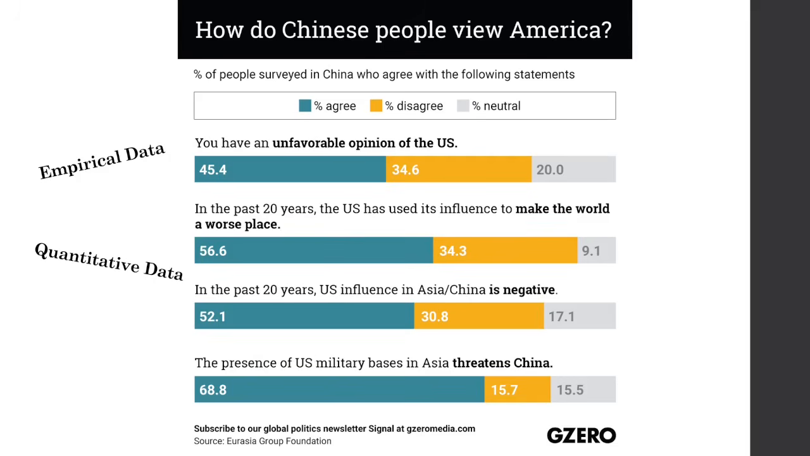So what is quantitative data? Well, do you see this prefix quantit, however you want to say it? That means numerical. It means a number. So we have, let's see, an unfavorable opinion in the United States: 45.4% agree. That's a quantity. That's what makes this quantitative data.